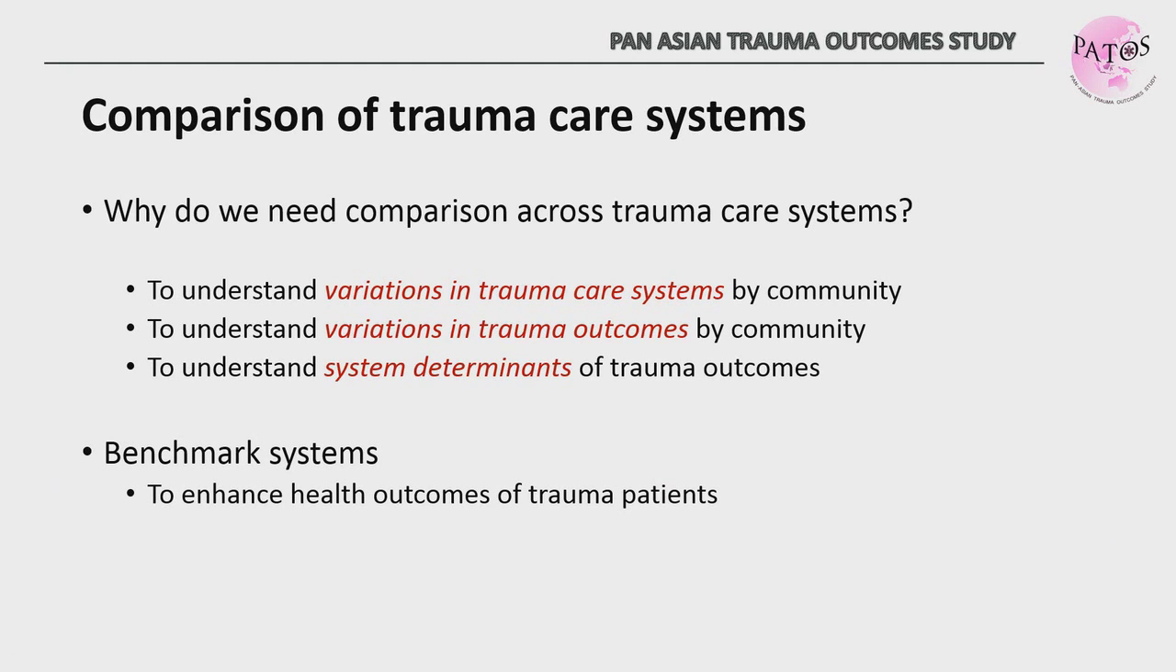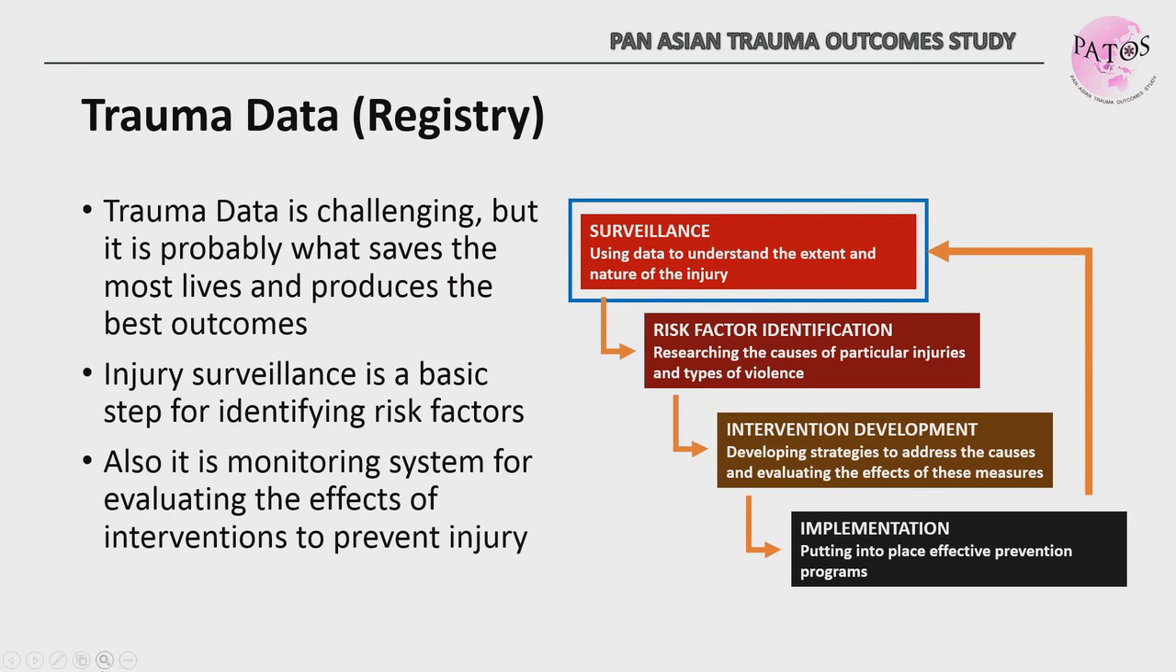Trauma care system is an essential component of patient management, and it is important to understand the variations between trauma care systems, trauma outcomes, and system determinants. Based on the results, we aim to benchmark well-developed trauma care systems and enhance healthcare outcomes of trauma patients. A trauma registry is challenging, but it is probably what saves the most lives and produces the best outcomes. The registry will serve the purposes of monitoring and evaluation, which is the core function of public health and the stepping stone for preventing trauma.